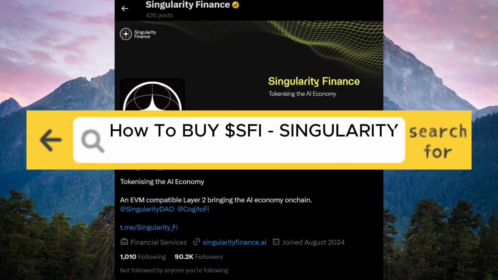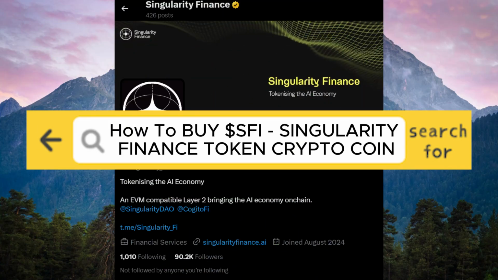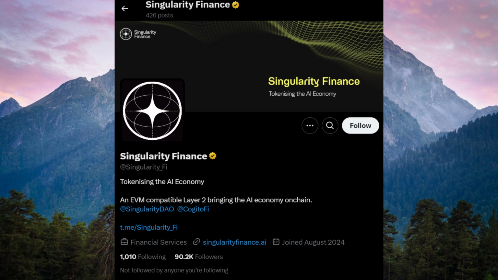How to BUY $SFI, Singularity Finance Token Crypto Coin. The Singularity Finance token, represented by the symbol SFI, is set to launch soon.